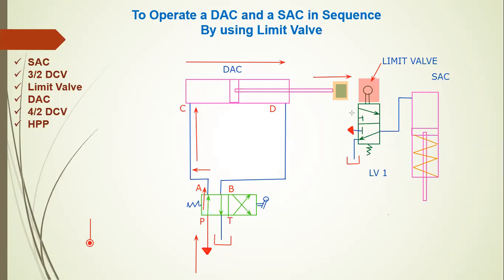At this time it changes the position from 1 to 2 or 2 to 1, and oil can flow from the hydraulic power pack to the single acting cylinder. Here the oil passes from the hydraulic power pack to the single acting cylinder, and the single acting cylinder operates in an extended condition. This is the first position of operating DAC and SAC in a sequence.